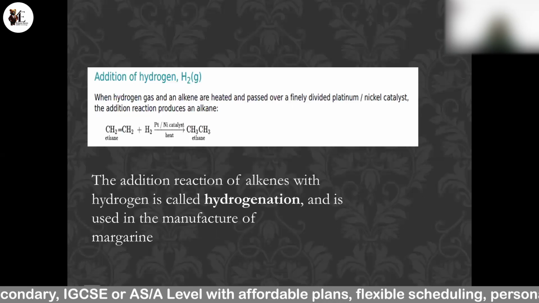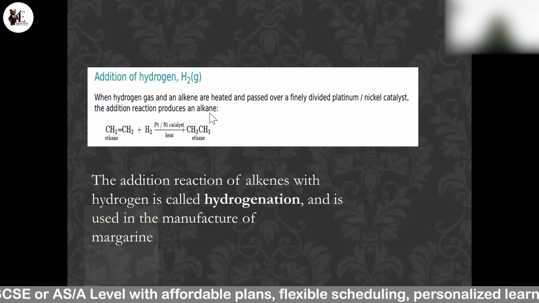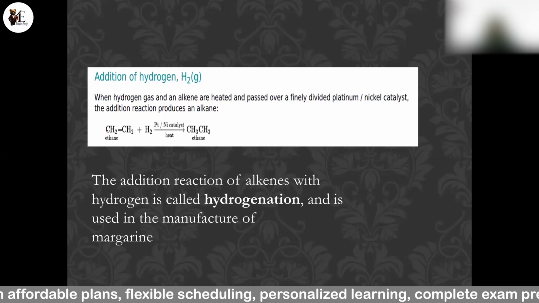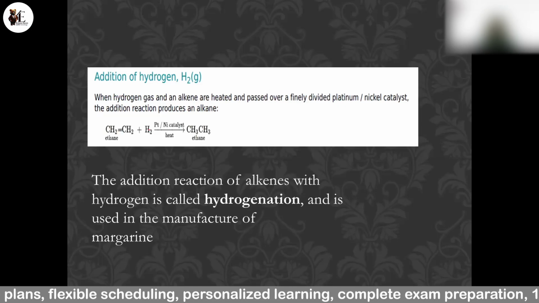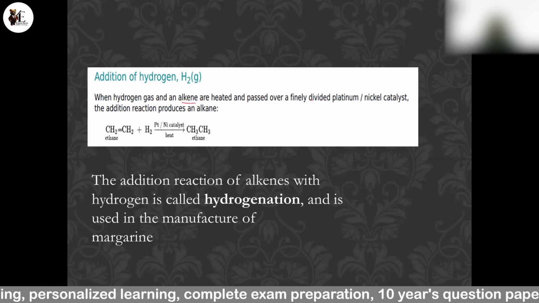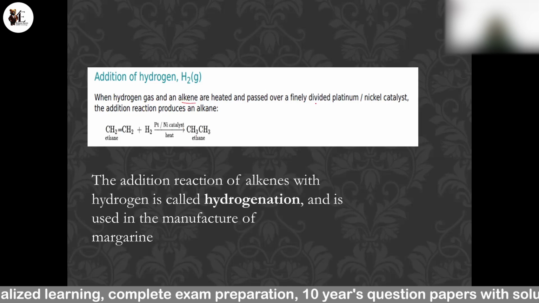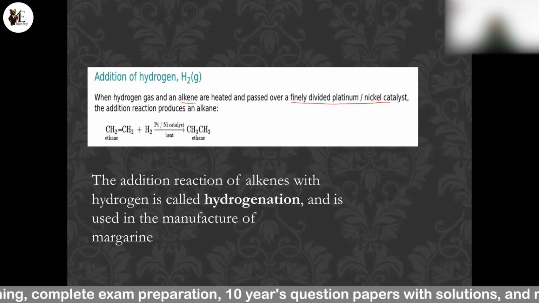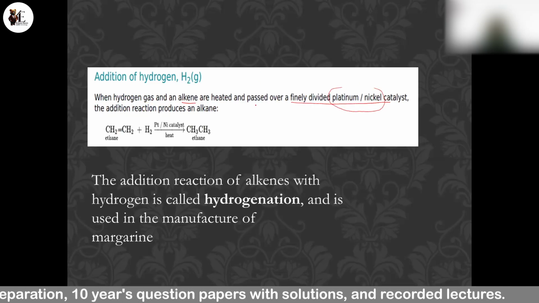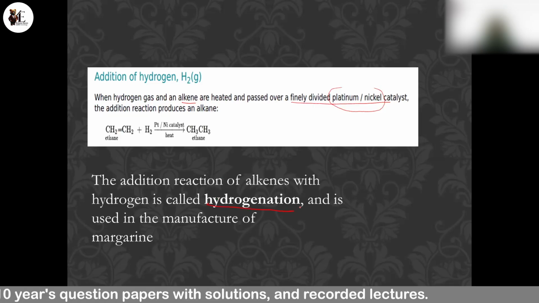Next is addition of hydrogen, H2. So this also converts the double bond into a single bond, and in one carbon you have hydrogen, and in one carbon you have another hydrogen. When hydrogen gas and an alkene are heated and passed over a finely divided platinum or nickel catalyst. So which catalyst is required for the hydrogenation of alkenes? This is known as hydrogenation of alkenes. That means addition of hydrogen to the alkene. So an addition reaction takes place.